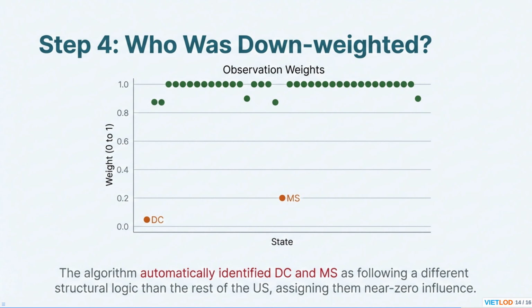As you can see, the vast majority of states received a weight of 1, indicating they conform to the general structural logic of the data. However, the algorithm decisively identified Washington, D.C., and to a lesser extent, Mississippi, as outliers. These observations were assigned near 0 weights, significantly reducing their influence on our regression estimates. This transparency confirms that our robust model is indeed focusing on the underlying relationships within the bulk of the data, rather than being distorted by a few anomalous states.